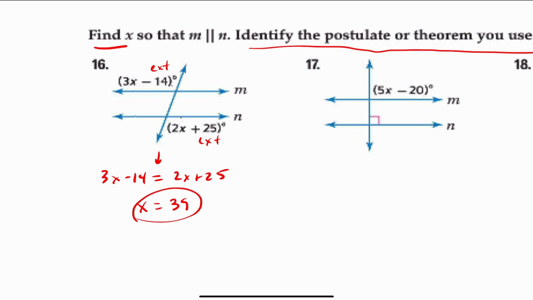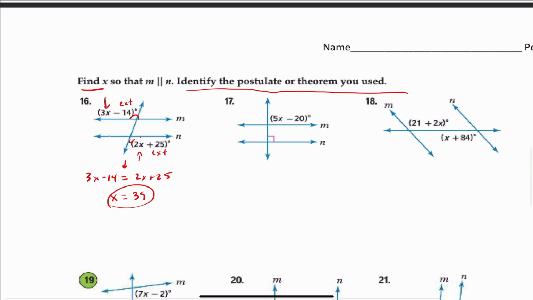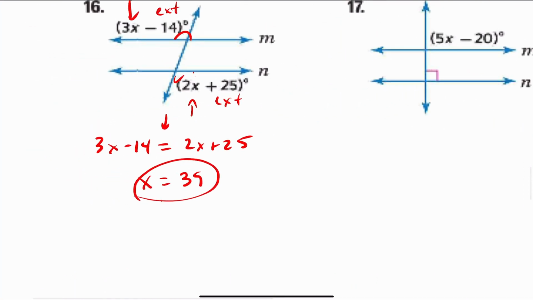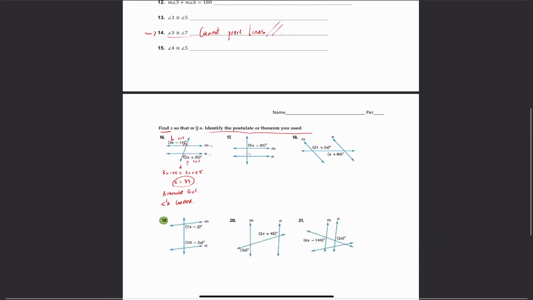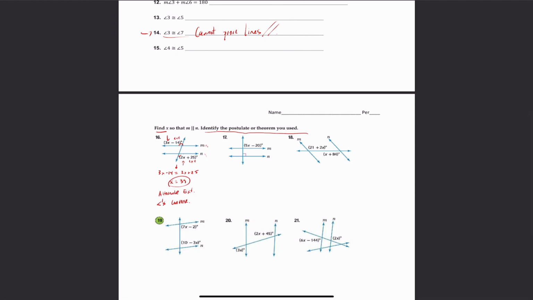So x is equal to 39. Once I plug them in for x, they should be congruent. And if they're congruent, then m is parallel to n, okay? And what did we do? Which theorem did we use to show that m is parallel to n? We say that alternate exterior angles converse, okay? So that's how you are supposed to do these problems.